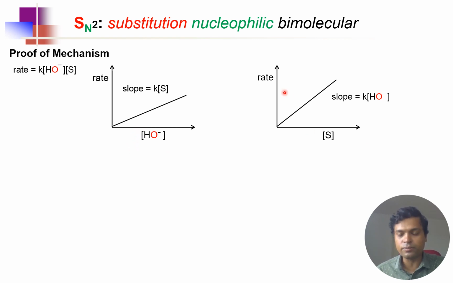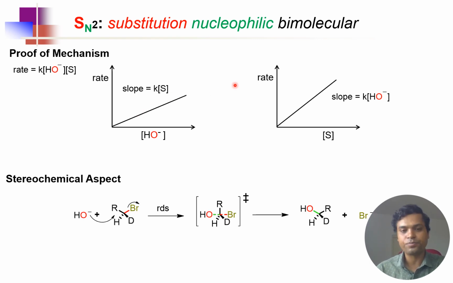On the other hand, if you keep changing the concentration of the substrate, keeping the nucleophile concentration constant, you will also see a linear increase in the rate with increasing concentration of the substrate. So both experiments combined prove that the rate of the reaction actually depends on both your nucleophile as well as substrate. Now, the slopes I have drawn differently, so these are very hypothetical assumptions. It could be completely different from what I have presented here.